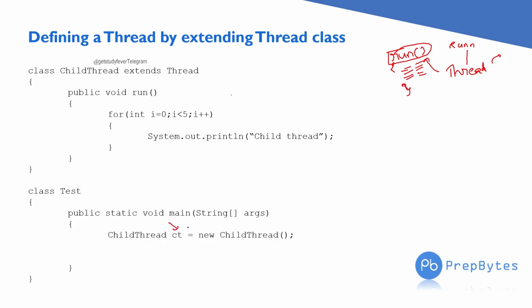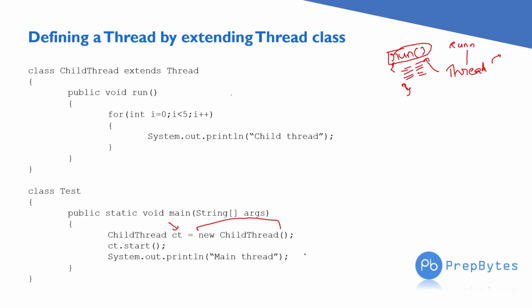The object is named ct. The reference variable is ct, and this is the initialization of the object. I think most of you know it. Now ct.start is a method. Start is a method of the Thread class. It will start. Then the main method will contain System.out.println of "main thread". So this is our whole code.